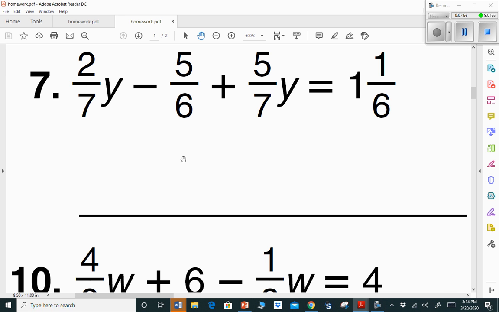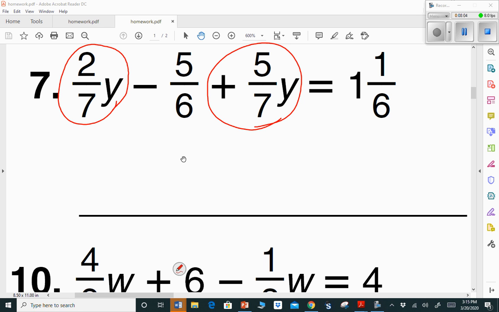Do you see how the y terms both have a denominator of 7? And the constant terms both have a denominator of 6. So they're actually going to be fairly easy to deal with. We've got our y terms on the left, so let's get rid of this minus 5/6 by adding 5/6 to both sides. This goes away. This equals 1 1/6 plus 5/6 equals 2. You should just know that, but if you don't, you may use your calculator.